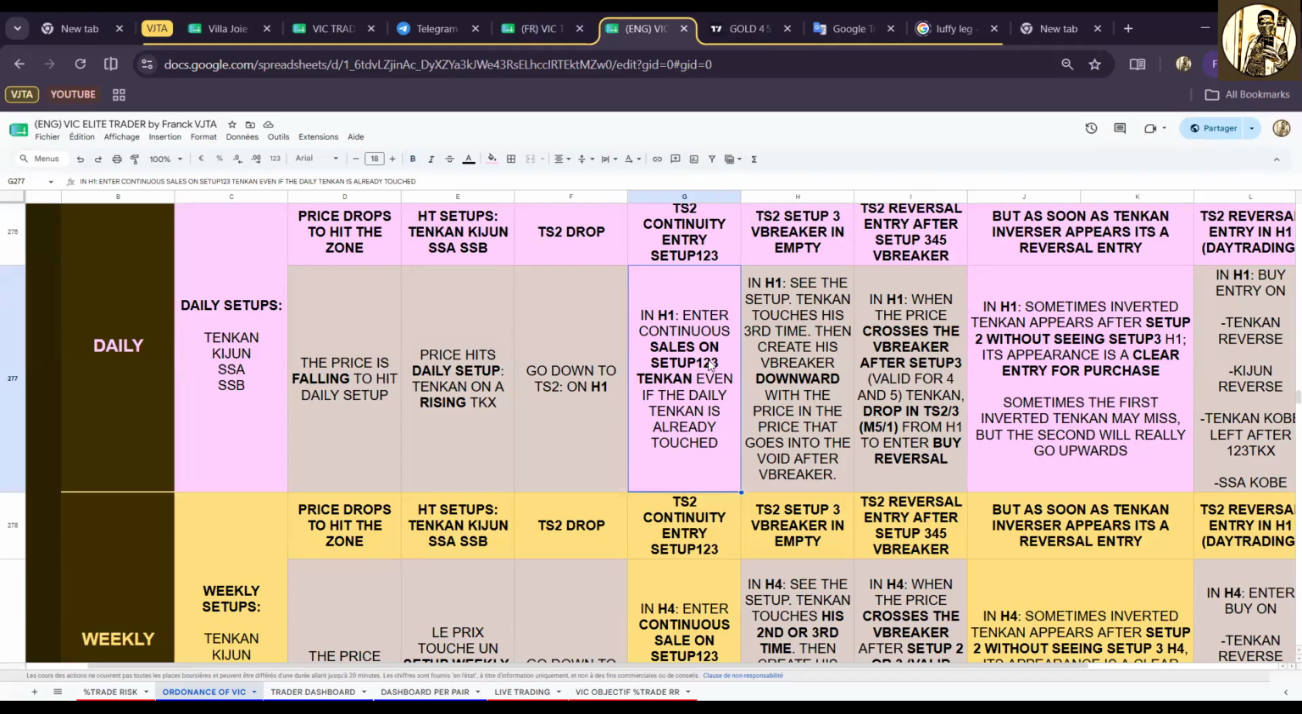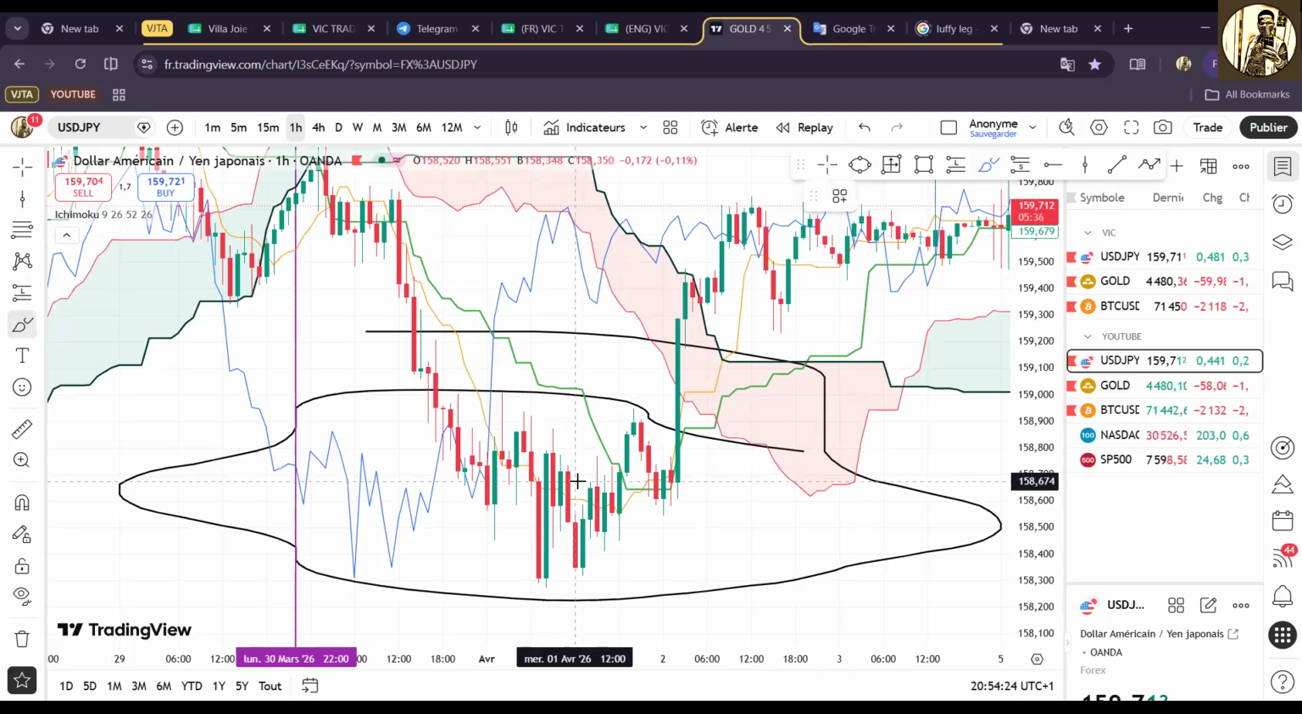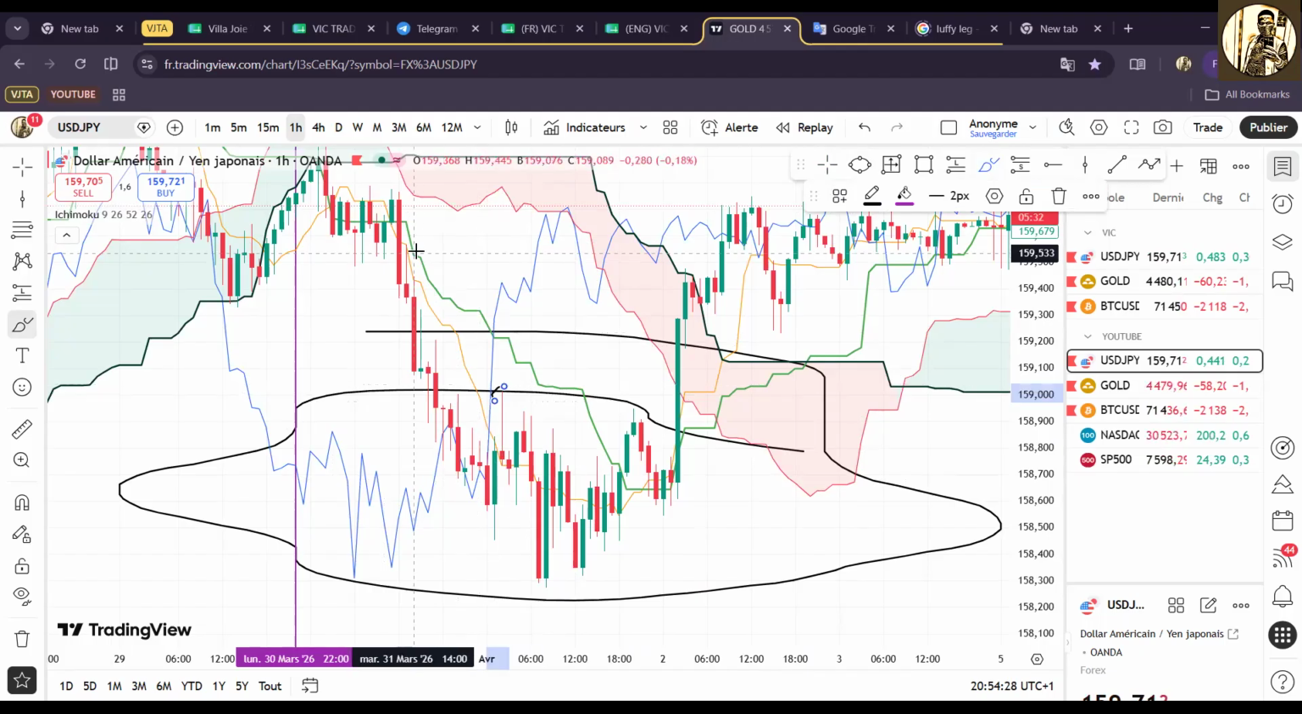Keep selling the price if you see Tenkan being touched 1, 2, 3, because those are the continuation for the sell. For example, this is a Tenkan setup, right? We are on H1. You see, Tenkan has been touched here 1 time, 2 times. This is 1, 2. Then third time, keep selling.